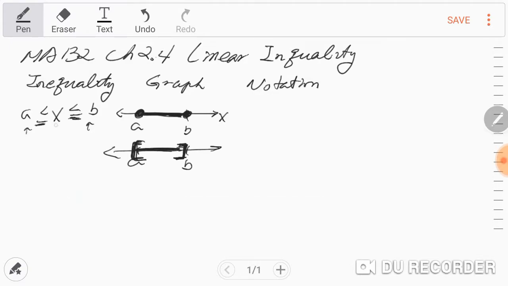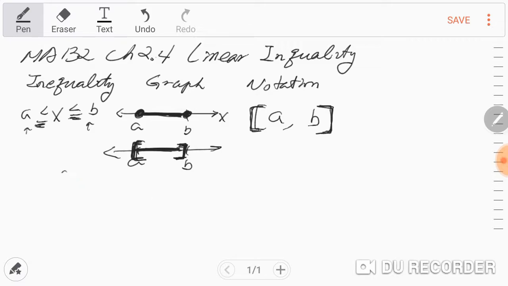So this is the graph of the inequality x is greater than or equal to a and less than or equal to b. The notation is: write the endpoints, smaller number first, comma, larger number. And then put a bracket or parenthesis. Now the endpoint a is included, so we have to use a bracket. And b was included, so put a closing bracket on the right side.